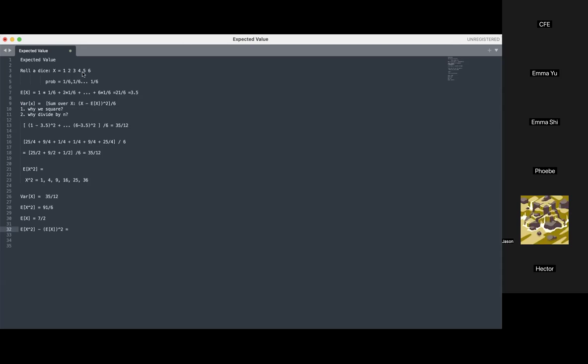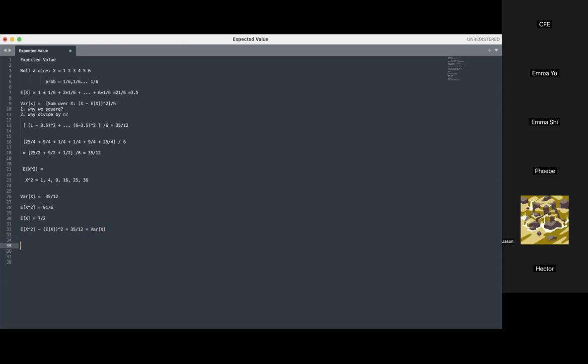Okay, maybe Hector, can you give us a number for this? What is E[x squared] minus E[x] squared? 35/12. Very good. It's 35/12. So we found that this is exactly the variance of x, right?